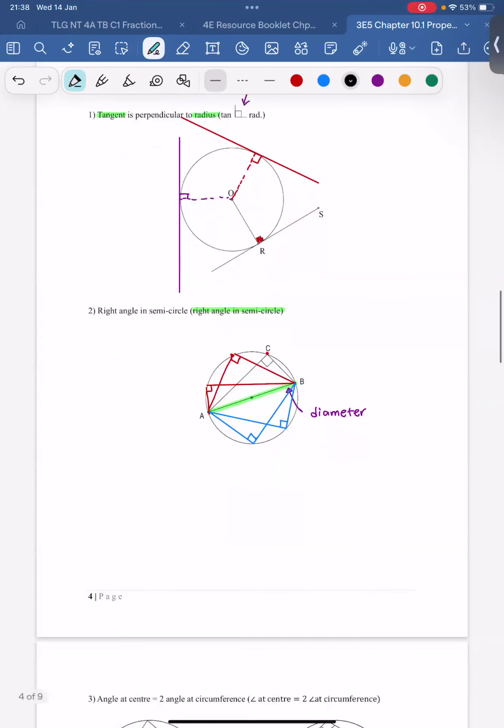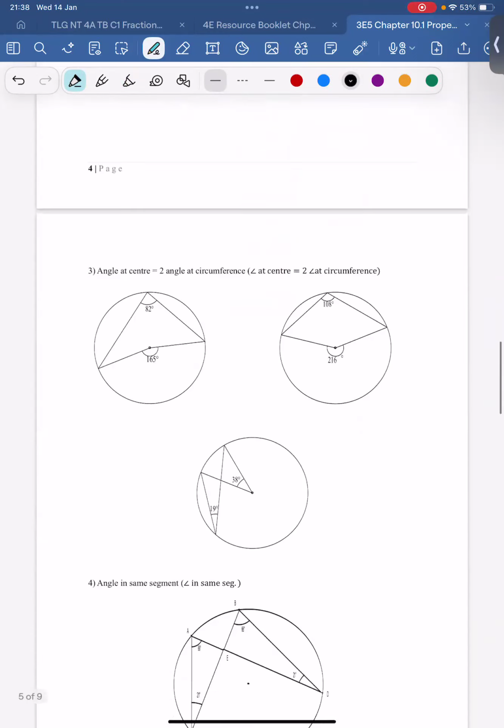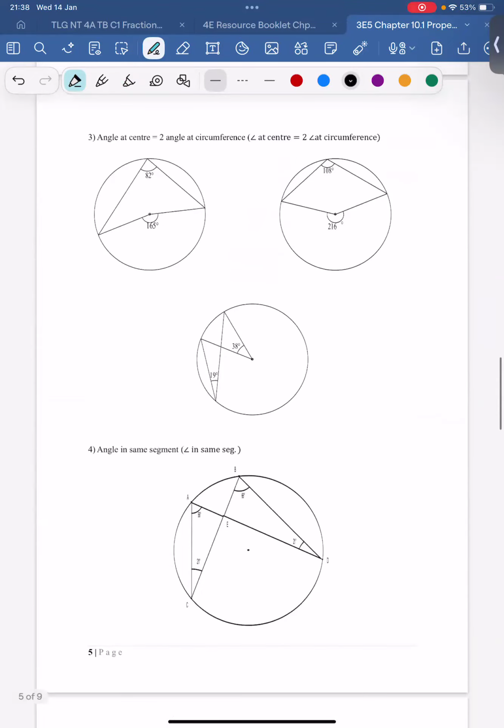Okay, next property: angle at center equals twice angle at circumference. There are three shapes that I need you to know. This is like an arrowhead. Correct? You can see that it looks like that. Next, this is what I call a diamond. It looks like a diamond. Next, the last one, I will call this a ribbon. You can see it looks like a ribbon, or you can call it a butterfly also.